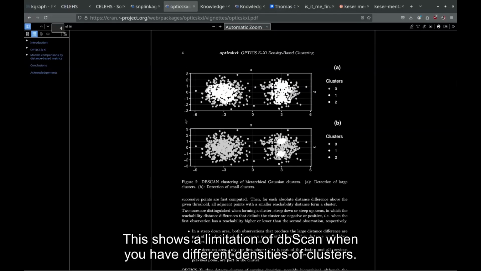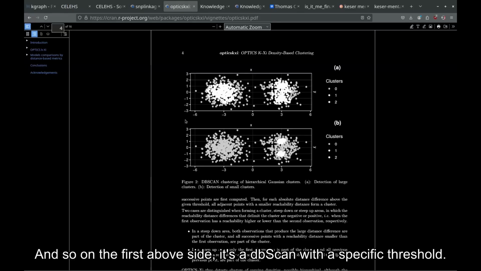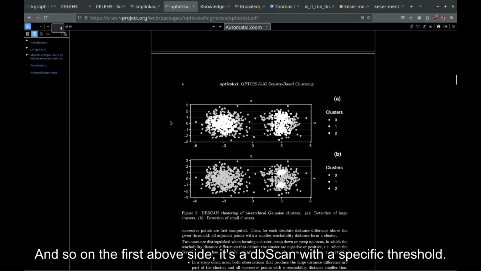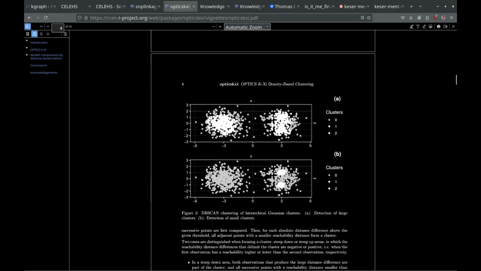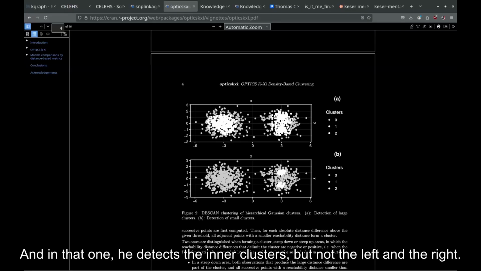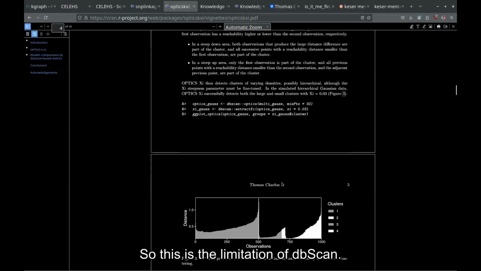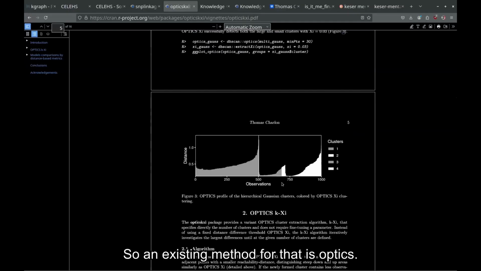This shows a limitation of DBSCAN when you have different densities of clusters. On the first one above, it's DBSCAN with a specific threshold. It detects the cluster on the left and on the right. But on the right, there are two inner clusters. And on the lower figure, it's with another threshold. And in that one, it detects the inner clusters, but not the left and the right. So this is the limitation of DBSCAN. An existing method for that is OPTICS.